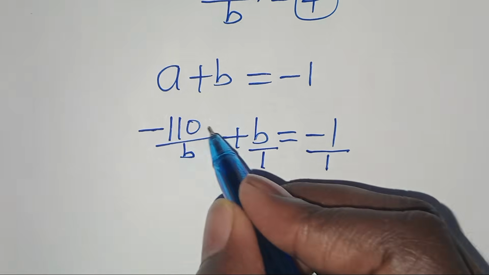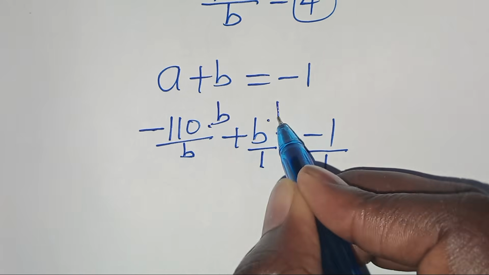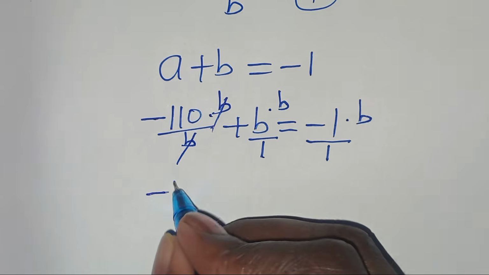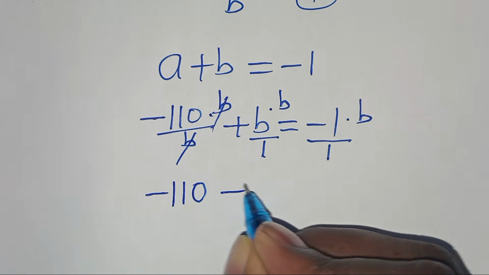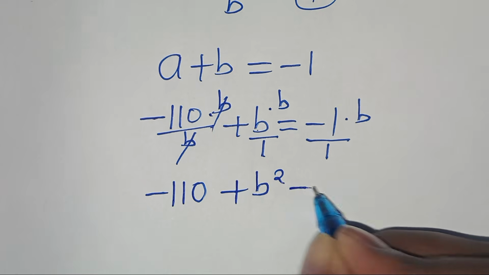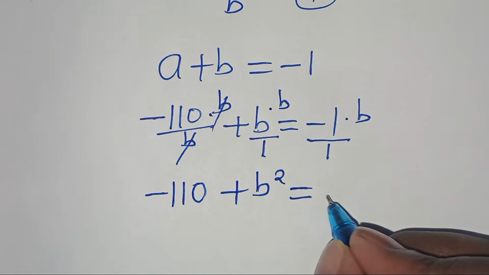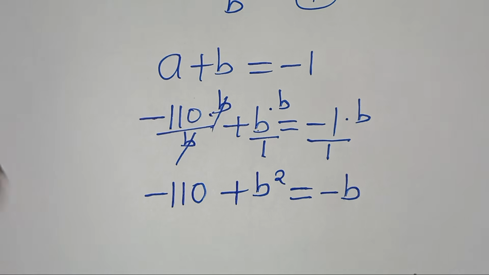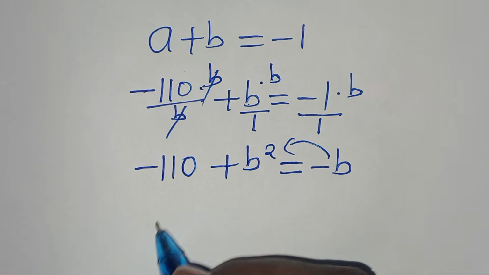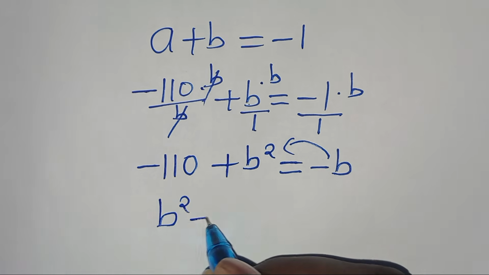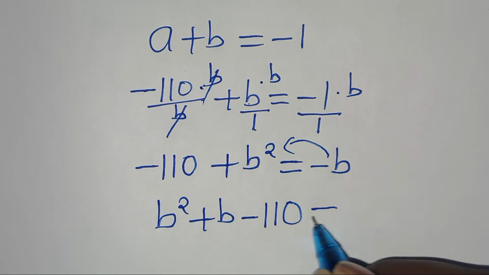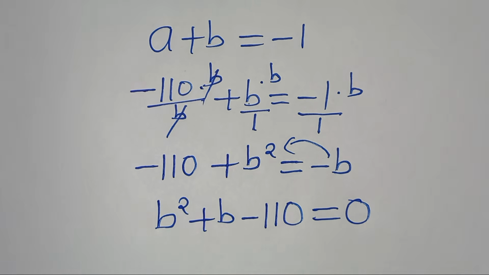The LCM is B, so let's multiply everything by B, so that we have negative 110 plus B times B. This is B to the power of 2. This is equal to negative 1 times B. This is negative B. Now let's take negative B to the left hand side, so that we have B squared plus B, subtract 110. This is equal to 0.